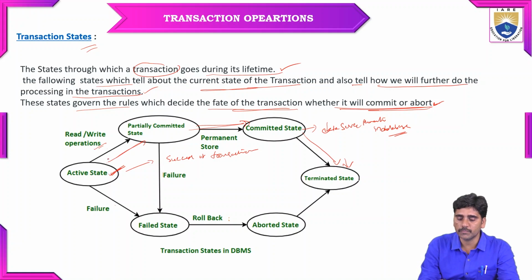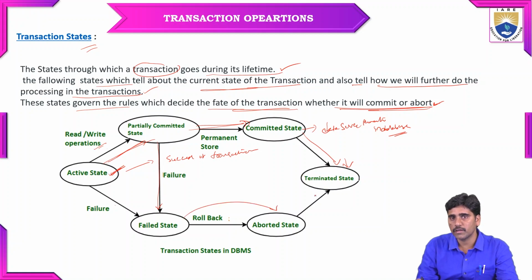But in the case of the partially committed state, sometimes it is going to fail. That failed state leads to the aborted state. After the aborted state, you can roll back your data in this state, but after that it becomes the terminated state. Now you cannot roll back the data. This is the way in the failure case.